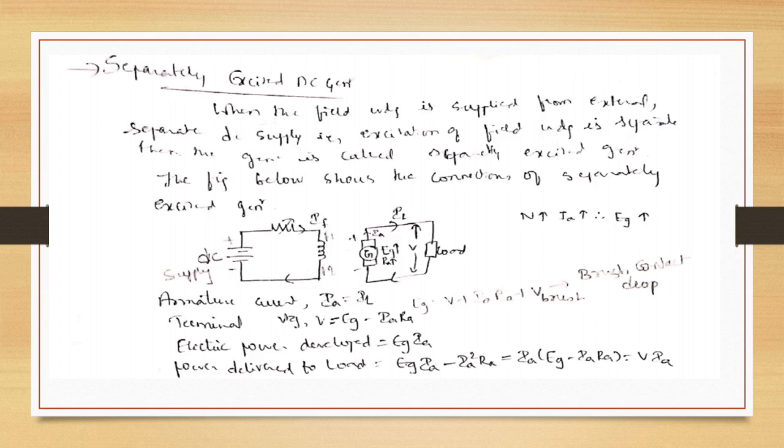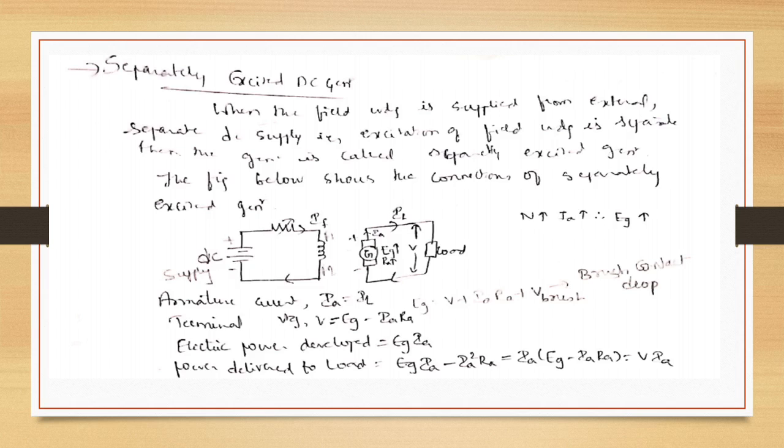Now we will see the separately excited DC generator separately, and we will find out its current, voltage, and power equations. We are going to find the current, voltage, and power equations for each type of generator. Now we will start with the separately excited generator. When the field winding is supplied from an external separate DC supply, that is, the excitation of the field winding is separate, then the generator is called a separately excited generator.